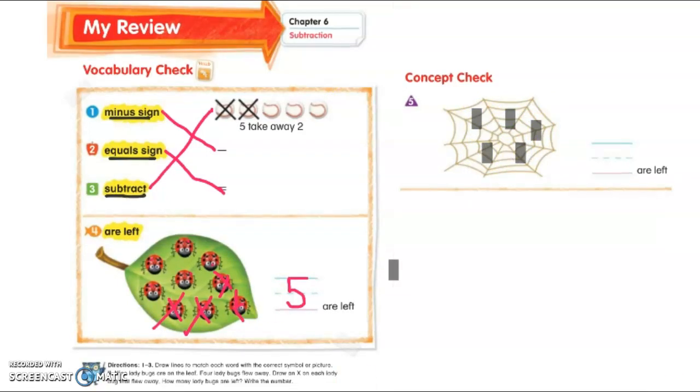Okay, we start with 5. Then 3 spiders crawl away. So if they crawl away, they're leaving. We're subtracting 3. Now, if we have 5 spiders, 3 crawl off, how many are left on the web? There are 2 spiders left on the web.